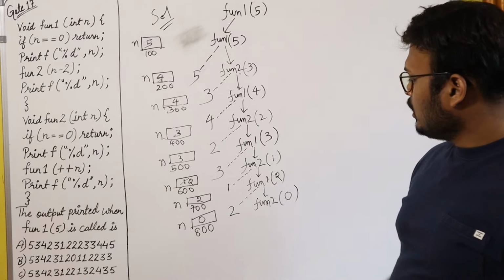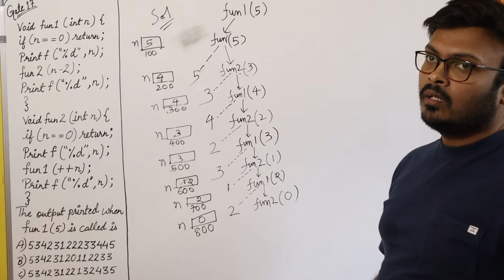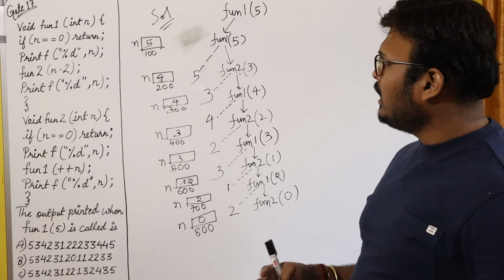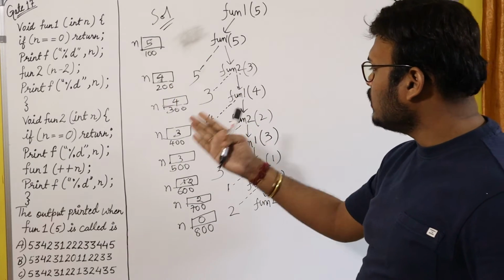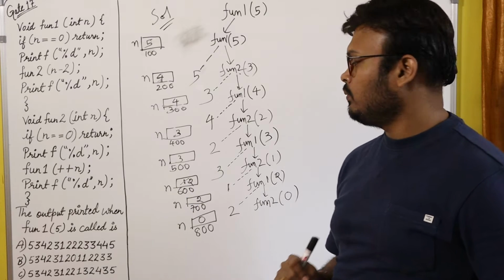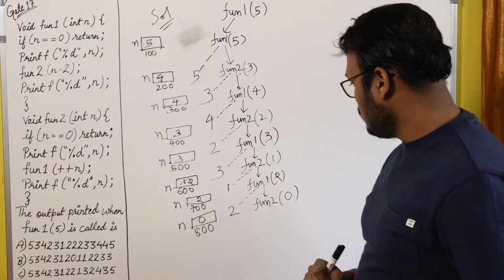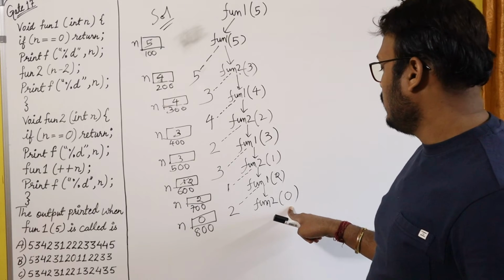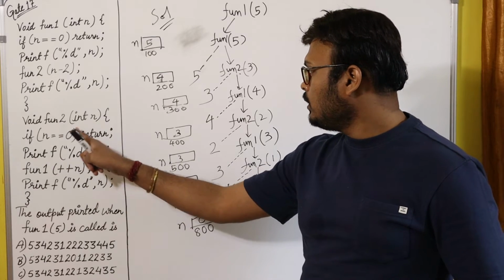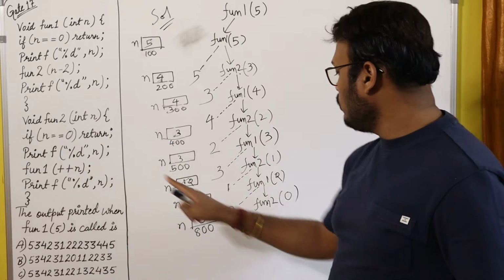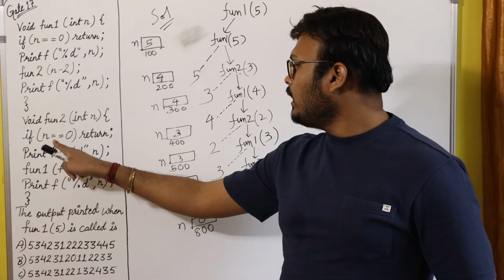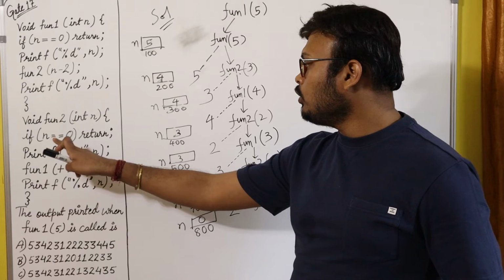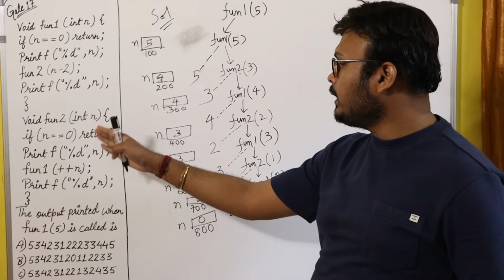So don't worry about this address part. I am just writing it for your convenience. You can write any other address also, like 1000, 2000, 3000. It doesn't matter. Fine. Fun2 of 0. Now in function 2 you see the value of n is 0. And now if n equal to 0, yes, because the value of n is 0, it's a true statement, then return.